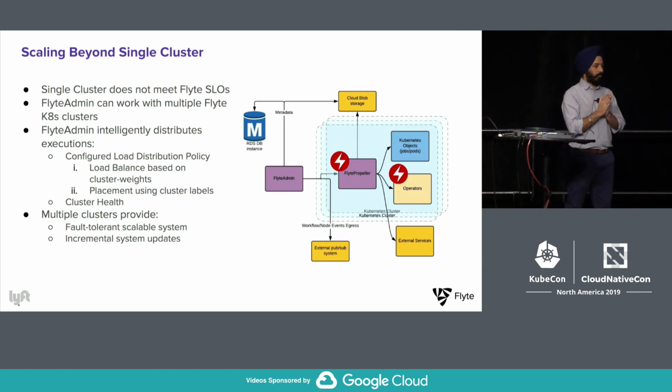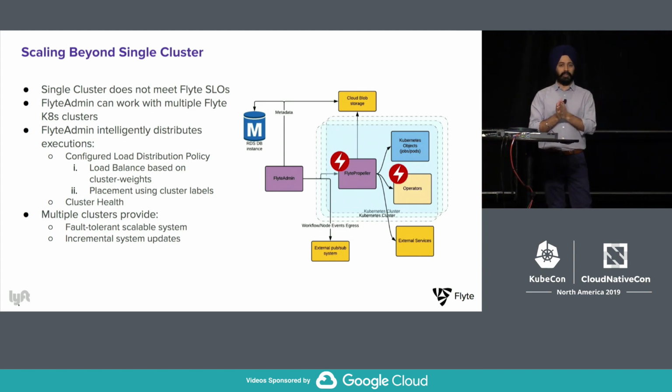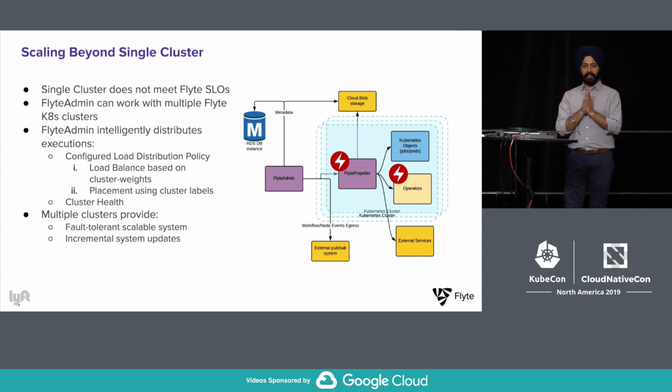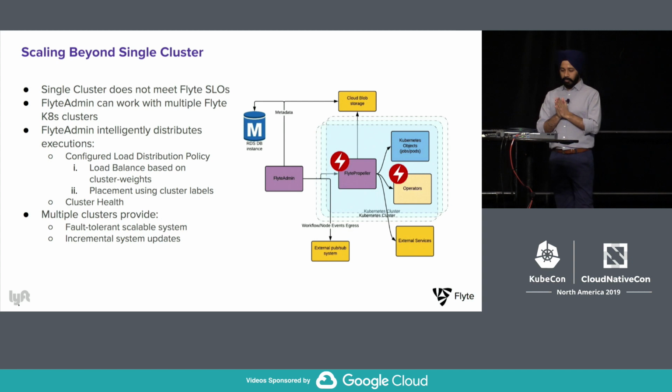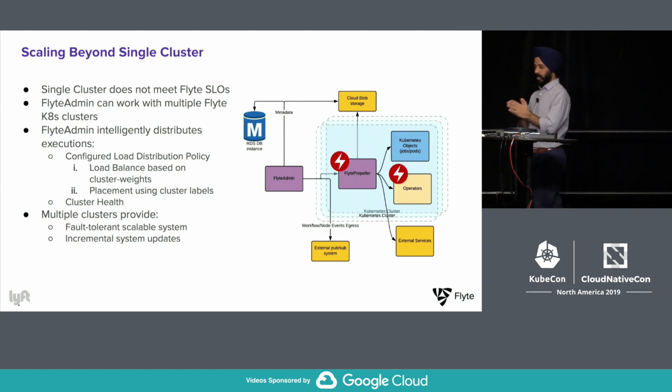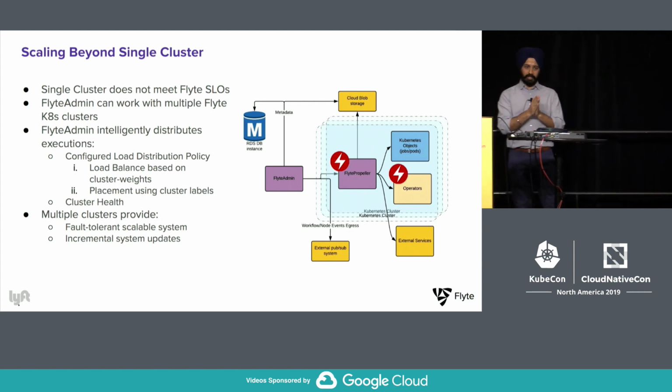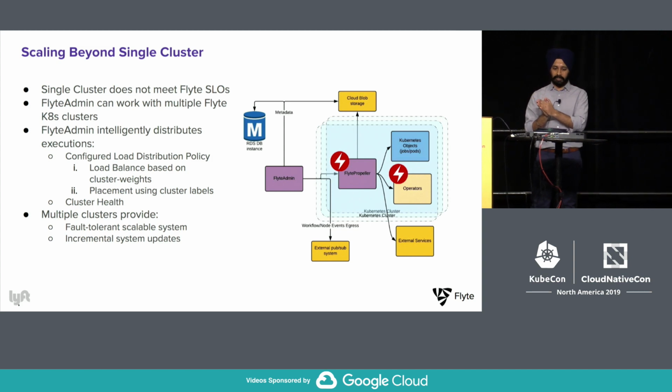So far we have talked about what the issues were and what optimizations we have done for a single cluster. But again, a single cluster was not enough for us because of the scale at which we run, we need more than that. So we started with a multi-cluster setup. Flyte Admin, which was never part of the execution cluster, can now talk to multiple execution clusters. So when you start up a new cluster, you just tell Flyte Admin, this is my new cluster.